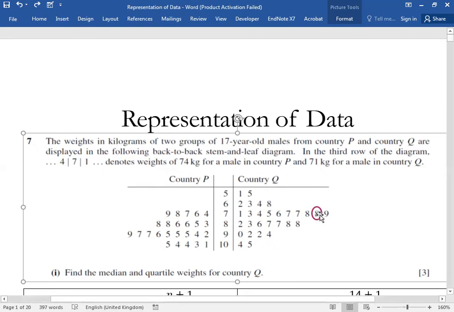इसी तरह upper end में भी if I go for 7th and 8th position, I add them and I divide by 2, I will get the upper quartile. Can you find that for country Q, please? The lower quartile and the upper quartile. Lower quartile is called Q1, median is called Q2, and upper quartile is called Q3.